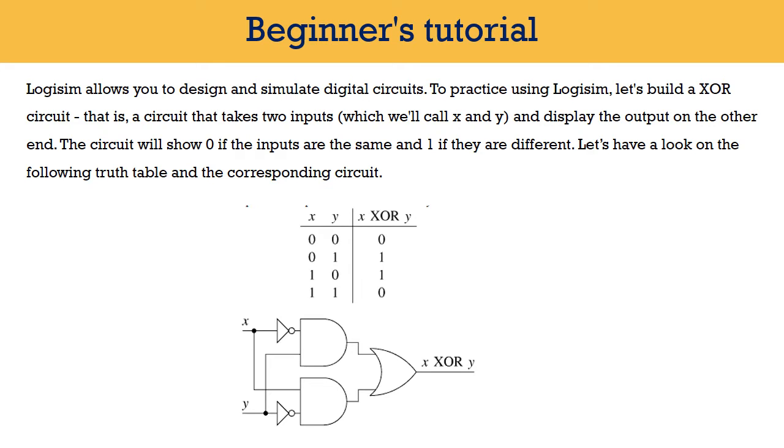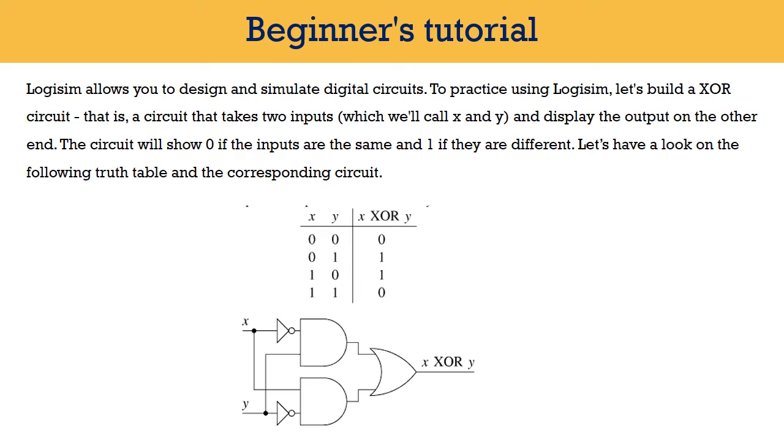To practice using Logisim, let's build an XOR circuit, that is a circuit that takes two inputs, which we will call X and Y, and displays the output on the other end. The circuit will show 0 if the inputs are the same, and the output will be 1 if they are different. That means when the inputs are similar, it makes an output of 0, and when the inputs are different, that means one is 0 and another is 1, then it makes an output of 1.